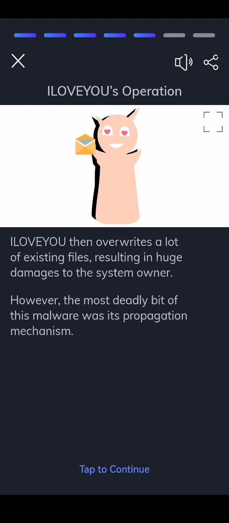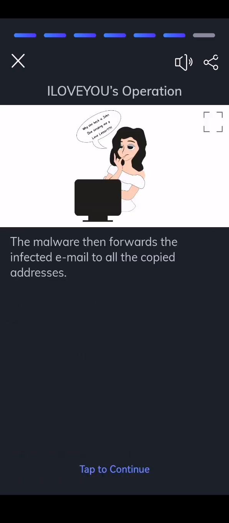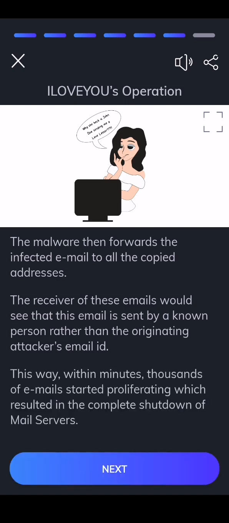However, the most deadly bit of this malware was its propagation mechanism. It copied all the email addresses from the Windows address book which was used by Microsoft Outlook. The malware then forwards the infected email to all the copied addresses. The receiver of these emails would see that this email is sent by a known person rather than the originating attacker's email ID. This way, within minutes, thousands of emails started proliferating, which resulted in the complete shutdown of mail servers.